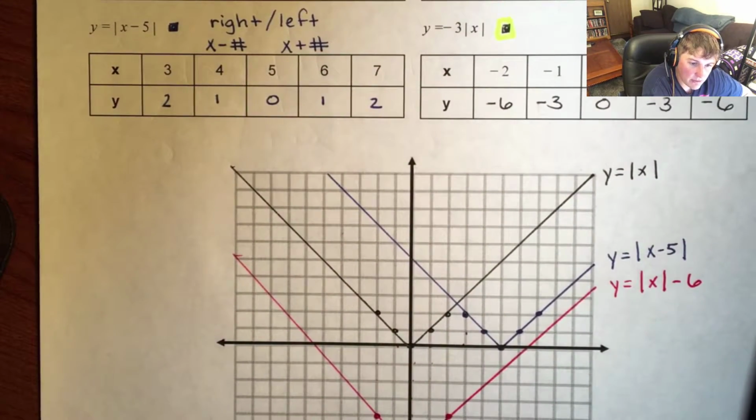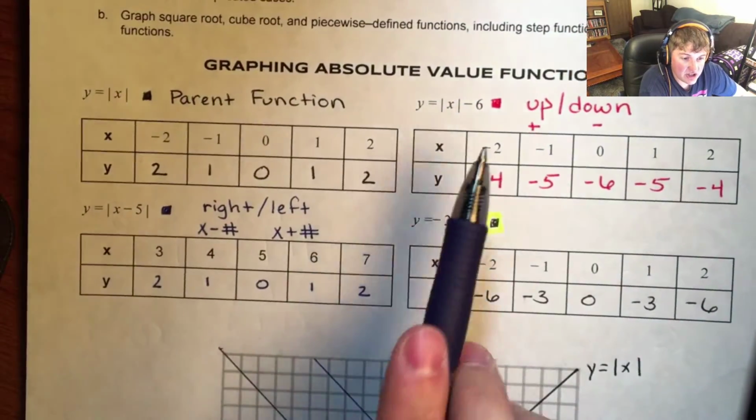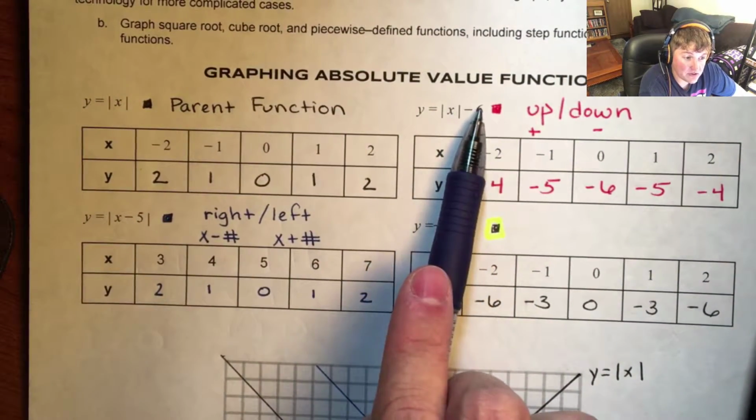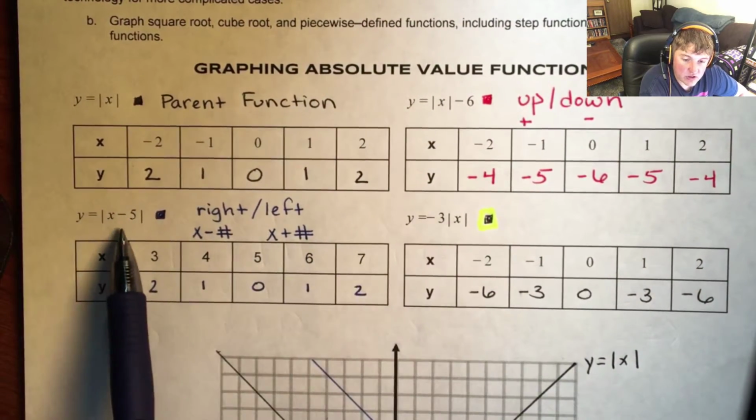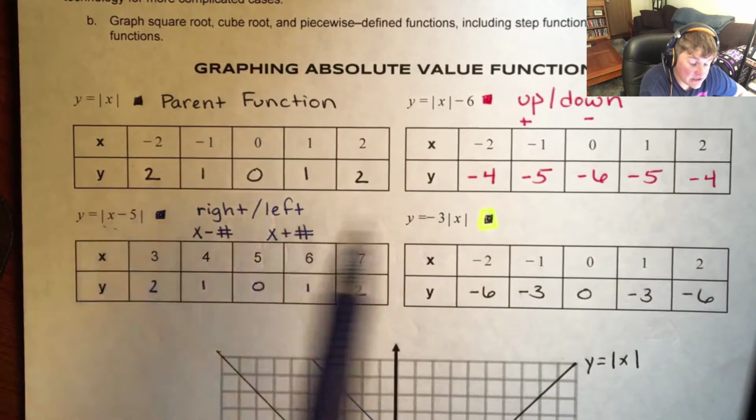But again, we will talk about exactly why that's the case in a moment when we kind of formalize this. Okay, but the big thing we need to know is addition or subtraction outside of the absolute value will take your parent function and move it up or down. This one here will move it left and right.